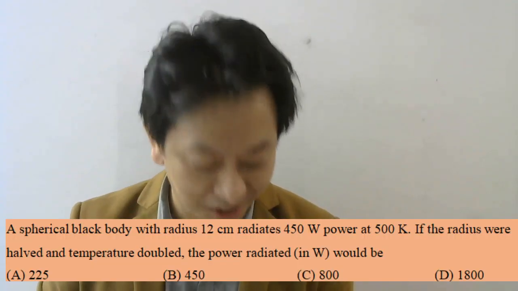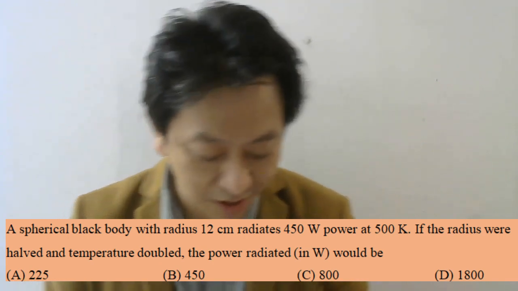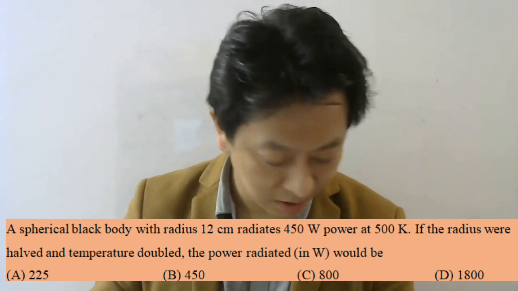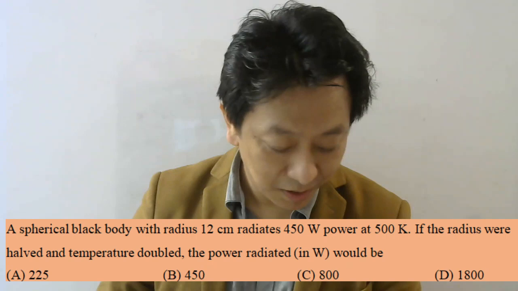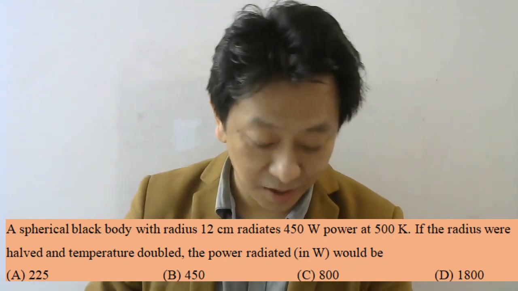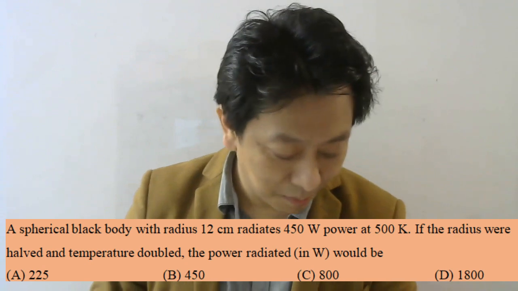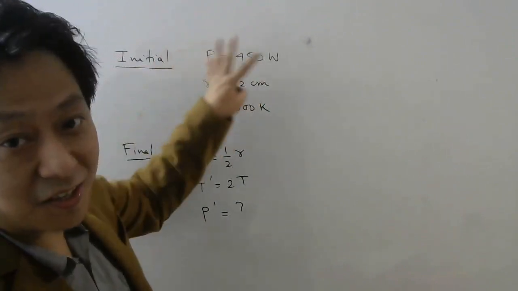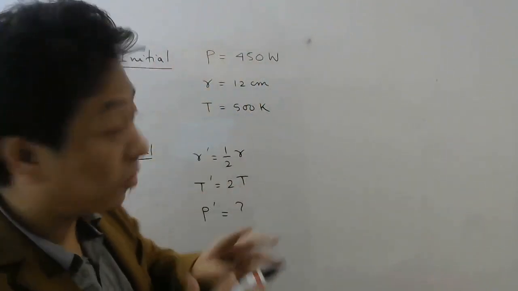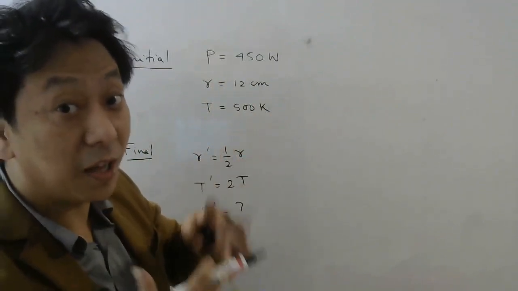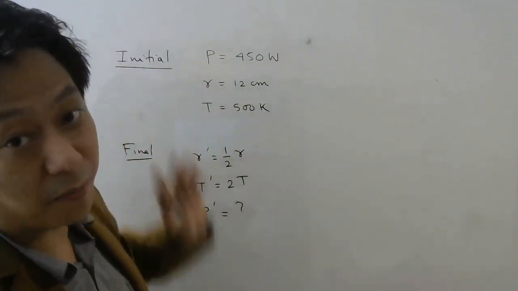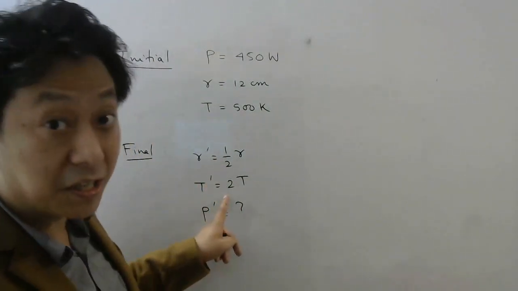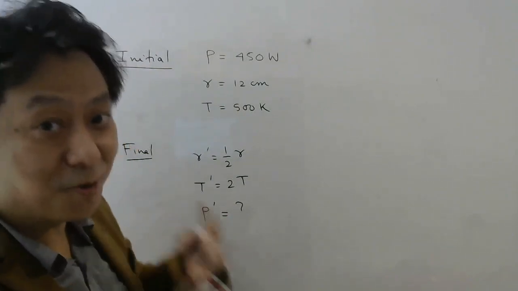Let us see some interesting questions now. A spherical black body with radius of 12 cm radiates 450 watt power at 500 Kelvin. If the radius is half and the temperature is doubled, the power radiated would be how much? So let's analyze the question. This is the initial condition. The radius and the temperature of the black body are given, and this is the thermal power radiated by the black body. They have decreased the radius to half and the temperature is doubled. They want us to calculate the new power.